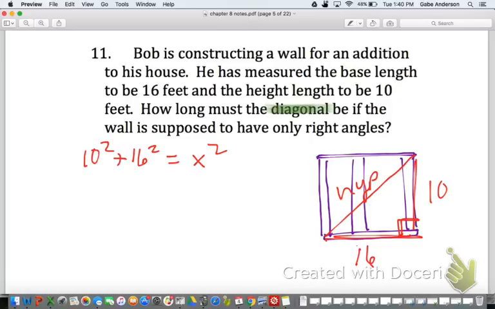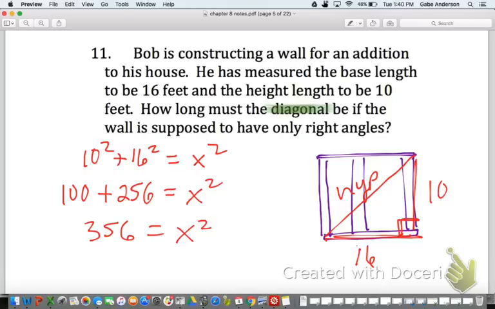And then you're going to, so then do 100 plus 256. 256 is right. Equals x squared. You got it. So then 356, yep, equals x squared. So how do we get the x by itself? How do we undo the squared? Square root it. 356 equals x squared, square root.